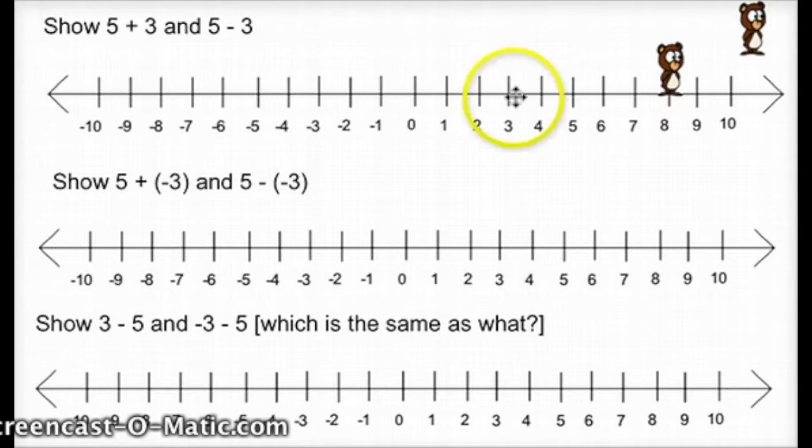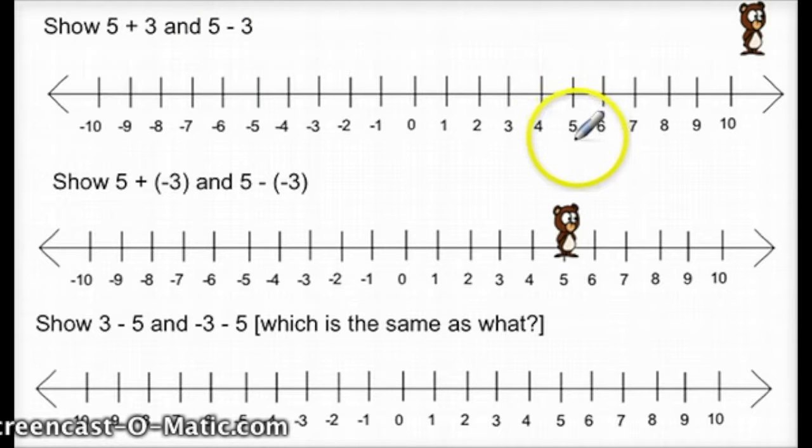We can then subtract. Again, if we want to model the subtraction, put our little bear at 5 and then subtract 1, 2, 3 by walking backwards and end up at positive 2. The number line also shows us that we can think about subtraction as the distance between numbers on the number line. If we want to think about 5 minus 3, or the distance or difference between 5 and 3, we can see the distance is 2.